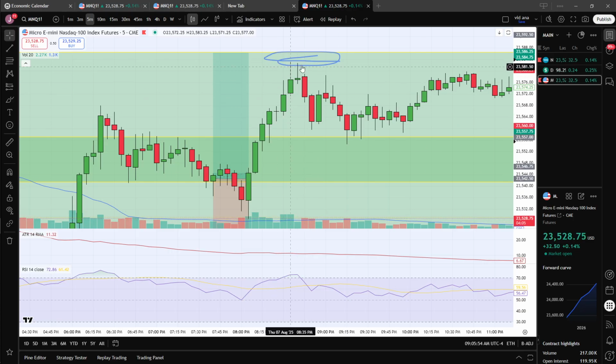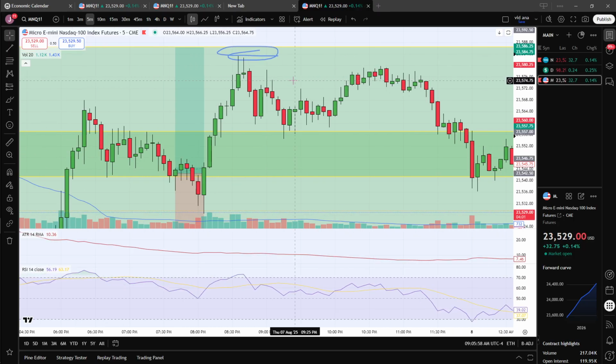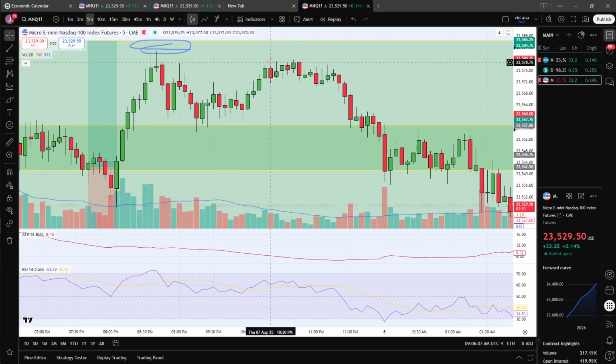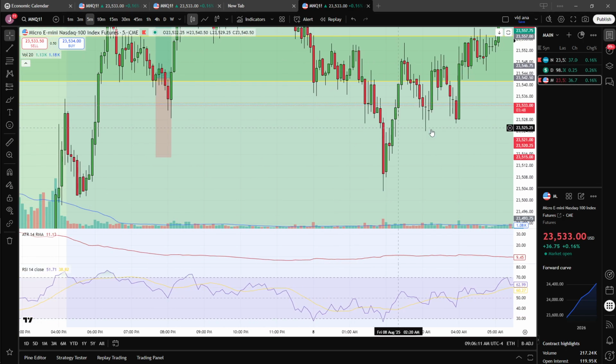So the sellers have entered here. So this is now a supply zone, right? Supply zone is when people are coming in to sell. The demand zone is when people are coming in to buy. So this is a supply zone. And as you can see, we rejected. We had a rounded top here. Rejected strongly throughout the day.